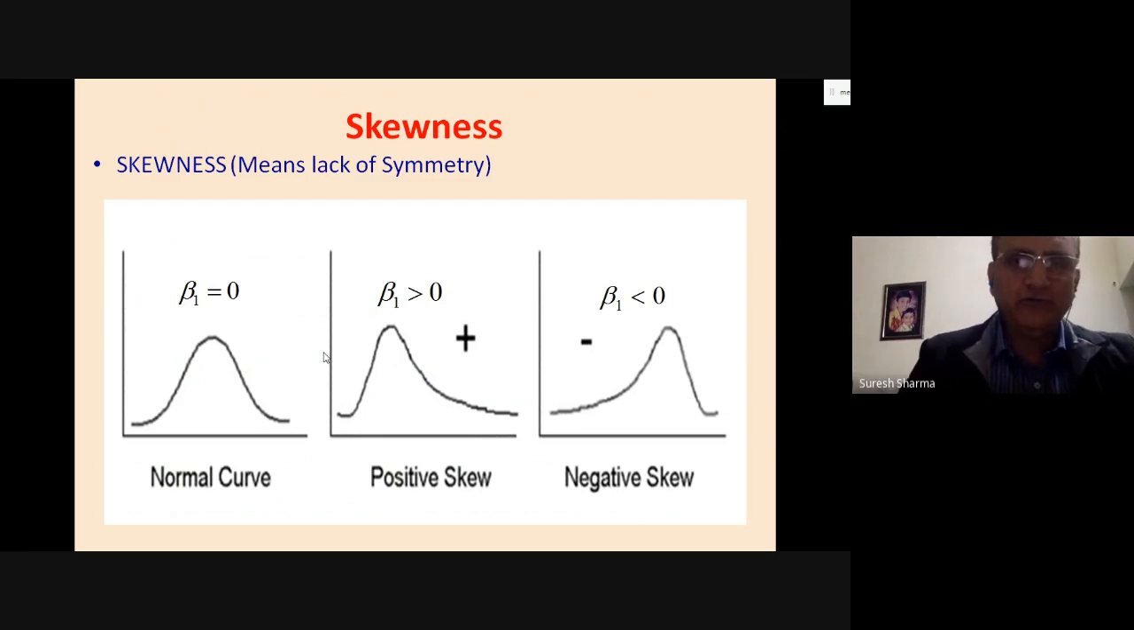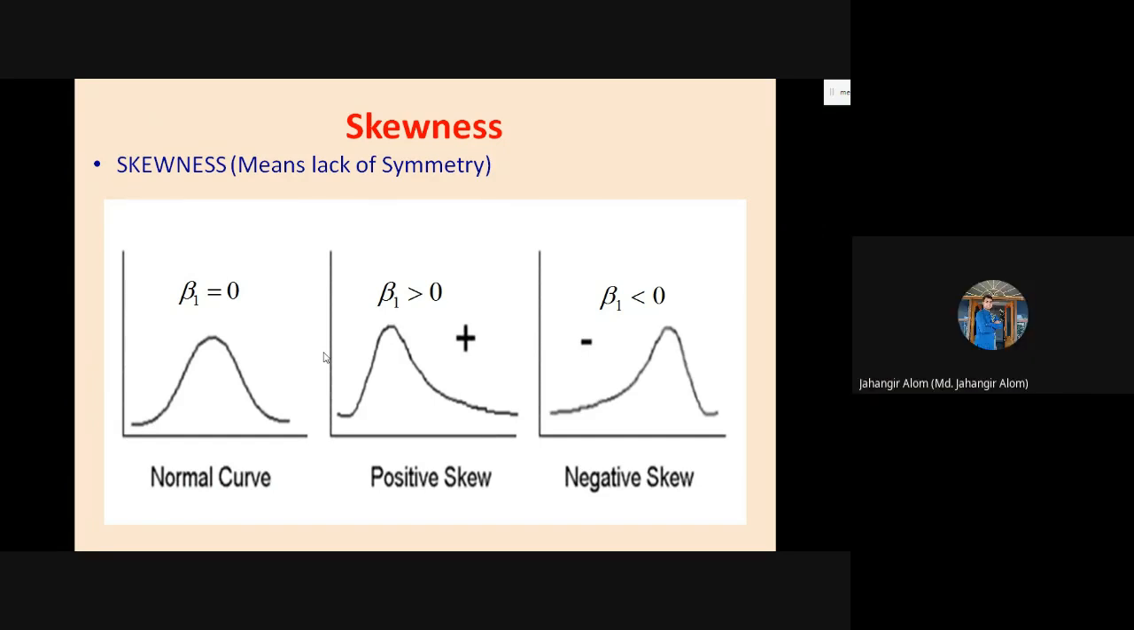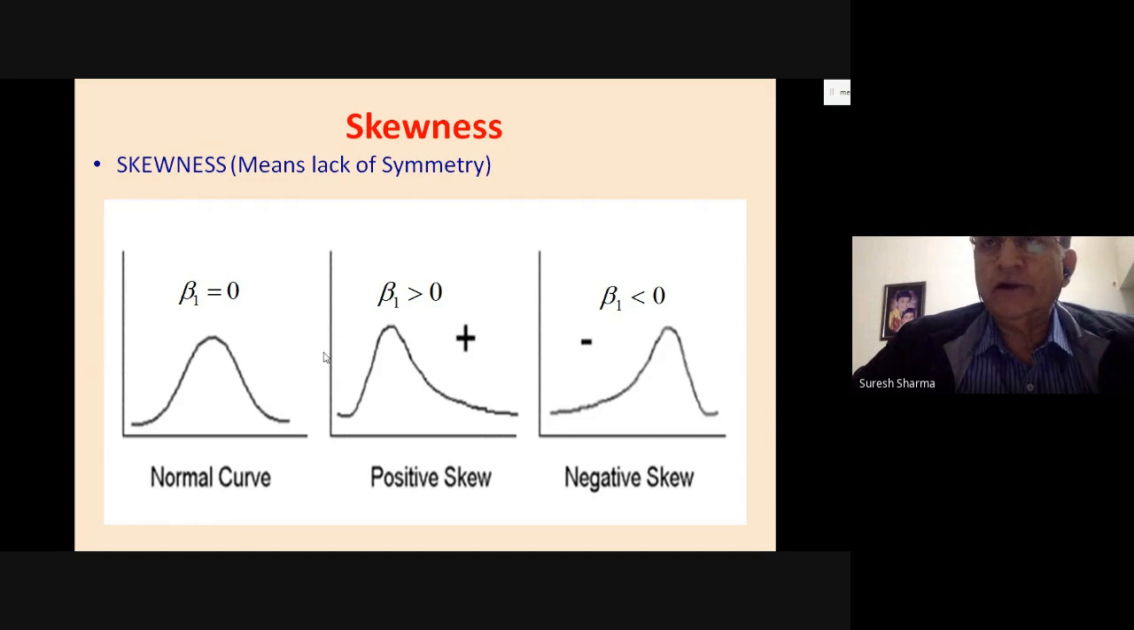Now, the last part before I start with SPSS: skewness and kurtosis. You remember moments, the second order, third order, and fourth order moments, and they will be used to compute skewness and kurtosis. What do you mean by skewness basically? Skewness means lack of symmetry. That means the data is not symmetrical. What is the meaning of symmetry?